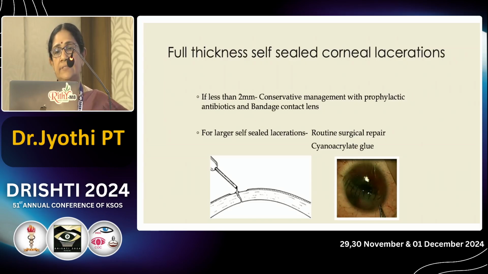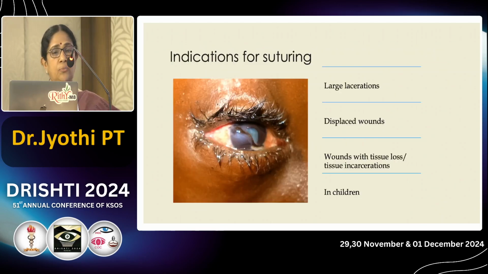For full thickness self-sealing corneal lacerations, if it is less than 2 mm, conservative management with prophylactic antibiotics and a bandage contact lens can be used. For larger self-sealing lacerations, routine surgical repair, or you can use cyanoacrylate glue. So what are the indications for suturing in corneal lacerations? A large laceration, a displaced wound, wounds with tissue loss or tissue incarceration, and in children it is always better to suture.